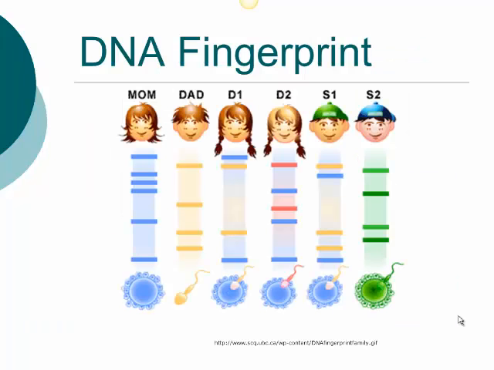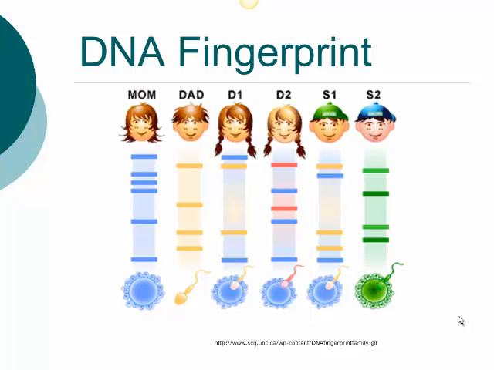This is a sample DNA fingerprint. I made it kind of easy for you to look at. Mom is in blue, and you can see that she has a number of different fragments. And Dad is the yellow, and he has fragments that are actually different from Mom's. They're different sizes. If you look at daughter 1, she has half of her fragments come from Dad and half from Mom, as you would expect.